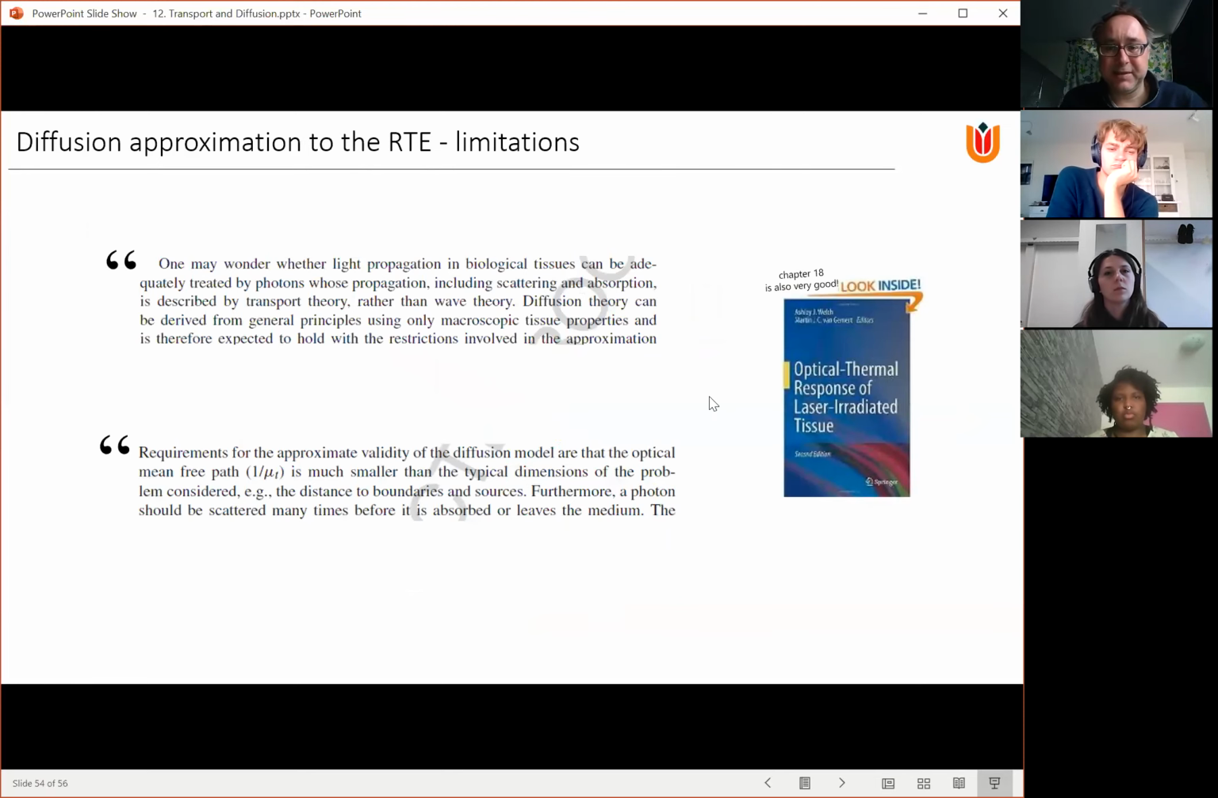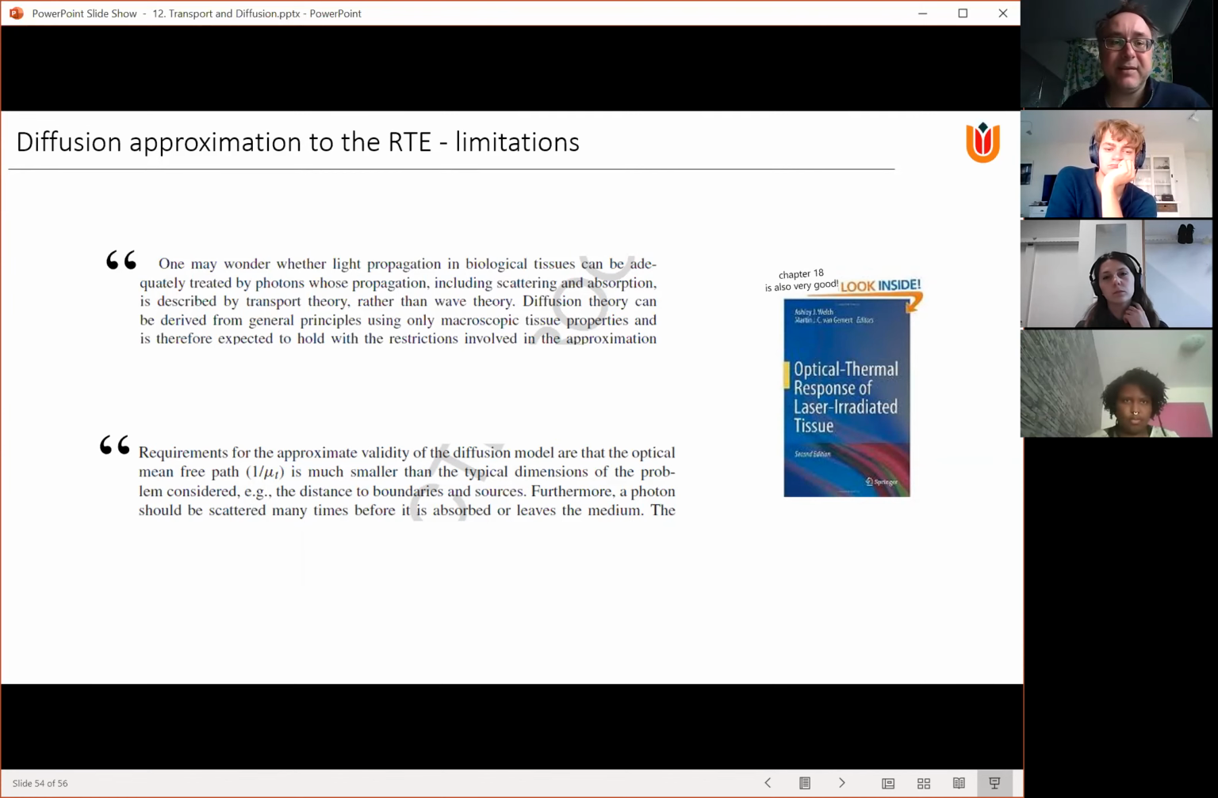All right, so this is then a quote from the book, from that chapter that has all the derivations, and in the end the author is a little bit discouraged, and he asks, well, I'll just read it. One may wonder whether light propagation can be adequately treated by photons whose propagation, including scattering and absorption, is described by transport theory rather than wave theory. Transport theory means that you consider just the transport of power, and wave theory is where you would actually try to solve Maxwell's equations for these complex geometries.